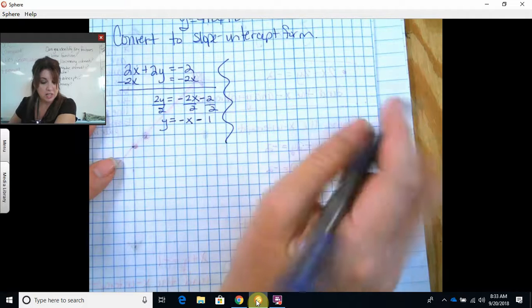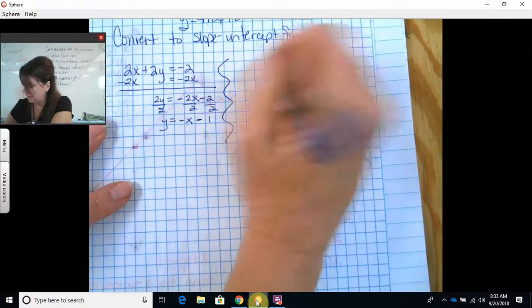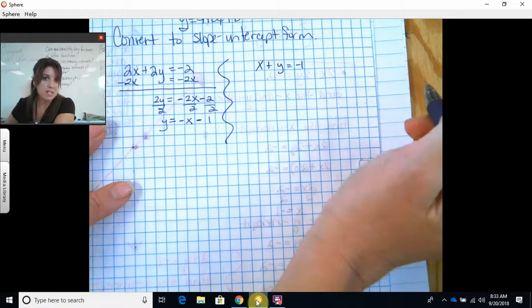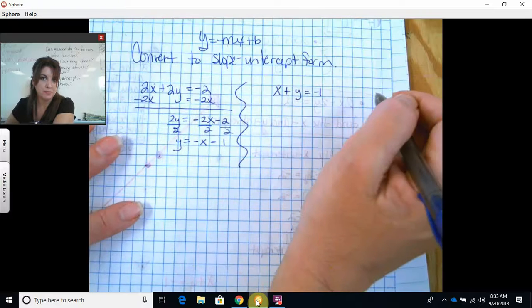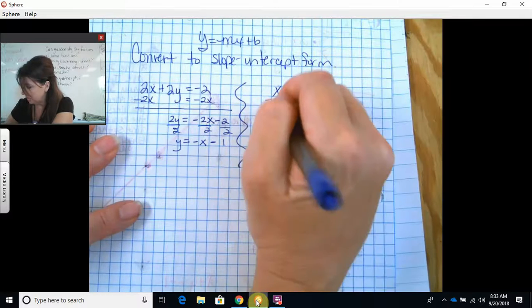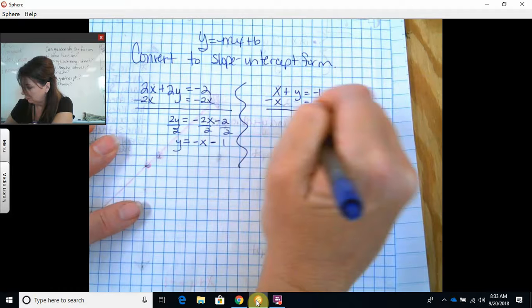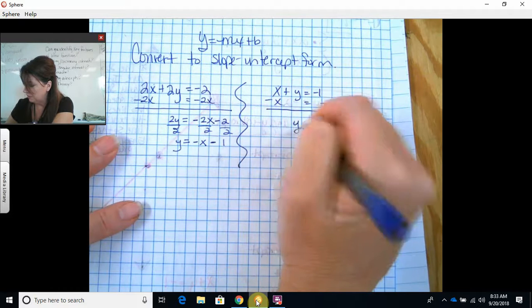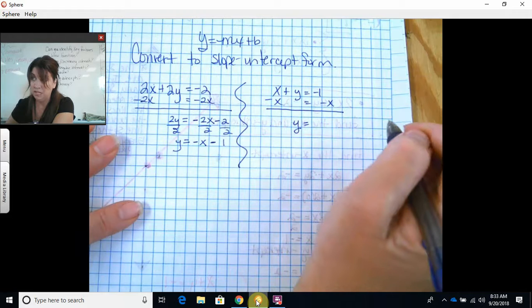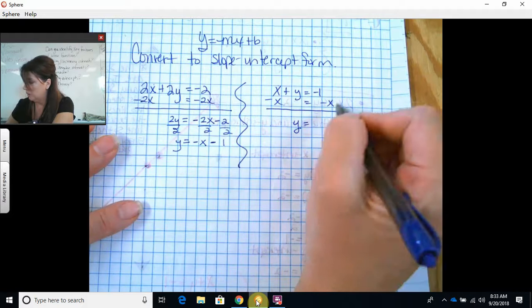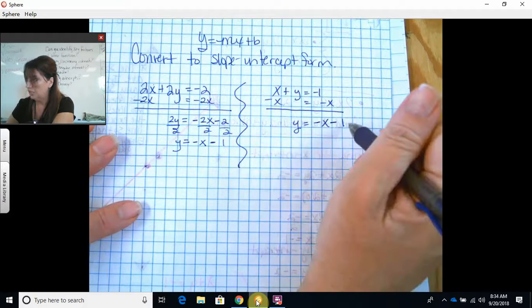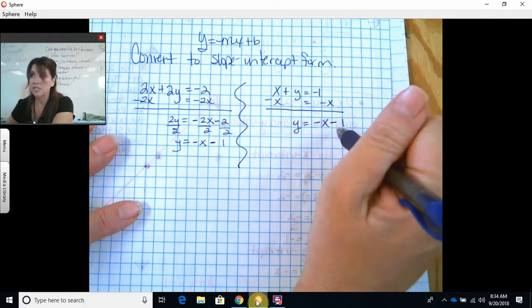So the other equation was x plus y equals negative 1. Convert it to slope-intercept form, so that means I get the y by itself. What should I do? Subtract x from both sides. x minus x is 0. Bring down y, and it's positive. If it was negative y, we need to bring that down as well. So I would write this as negative x minus 1. Y-intercept's negative 1, slope is negative 1.